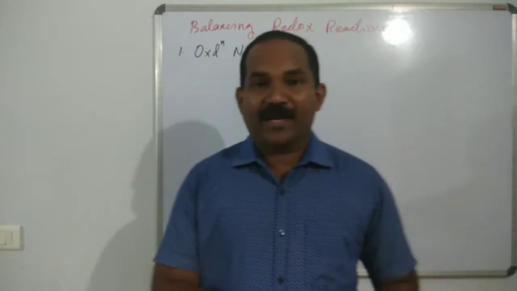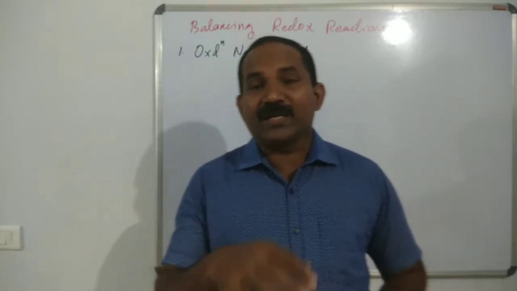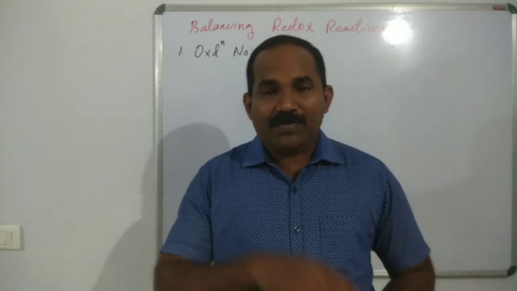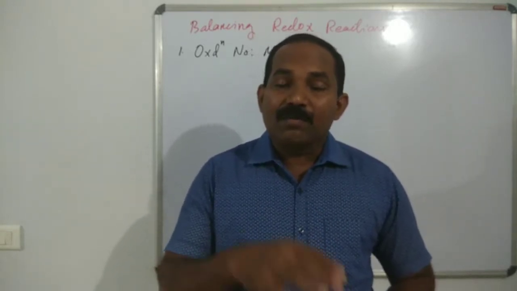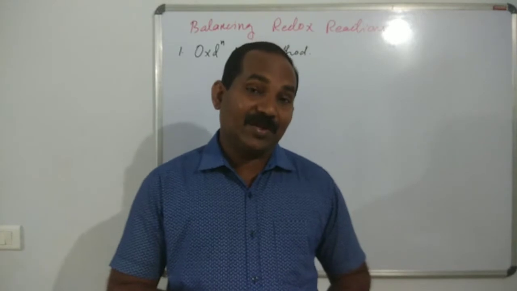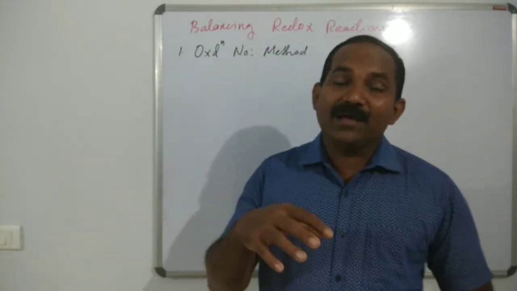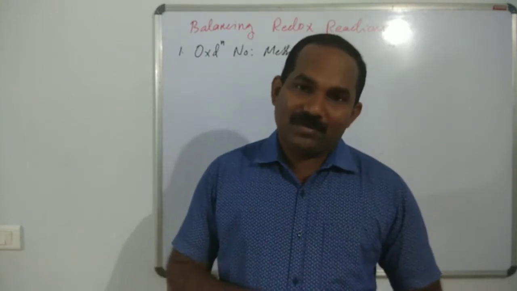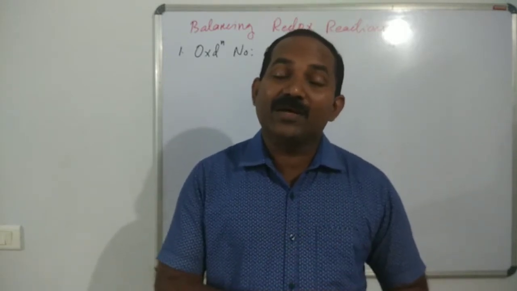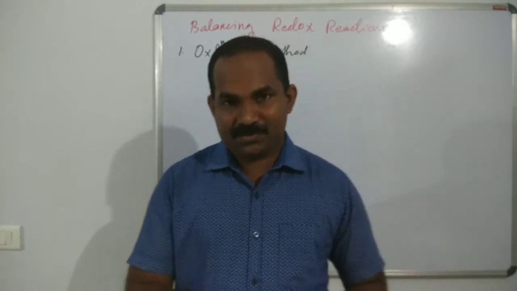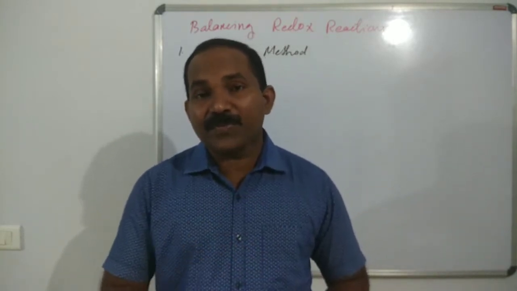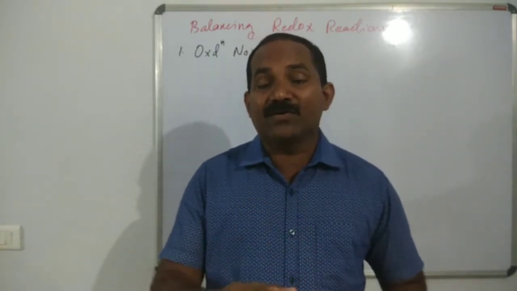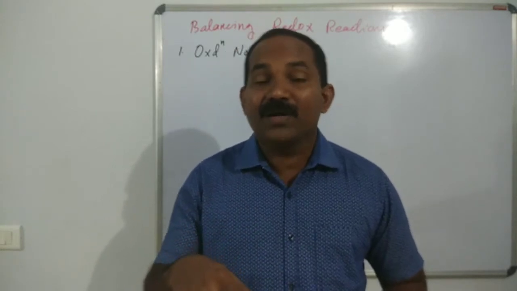Balancing the hydrogen atoms. Here we consider two media. The first medium is acidic medium. For acidic medium, balancing hydrogen atoms is very easy. Add an appropriate number of H+ ions on the side deficient in hydrogen atoms. Okay, in acidic medium, to balance the hydrogen atoms, add H+ ions on the side deficient in hydrogen.